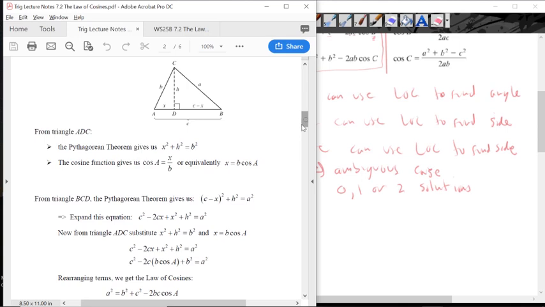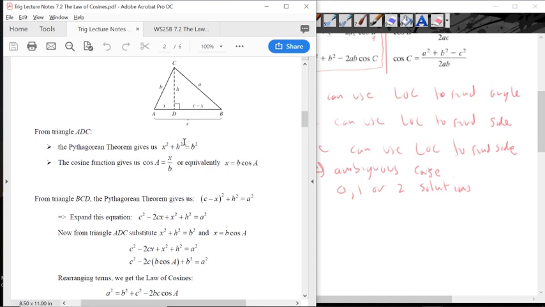Alright, so the Pythagorean theorem on the right-hand triangle gives us this formula here. Then if we expand that formula by FOILing c minus x times c minus x, that gives us c squared minus 2cx plus x squared. Then we add the h squared equals a squared.